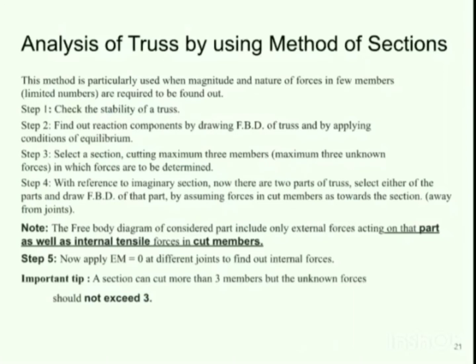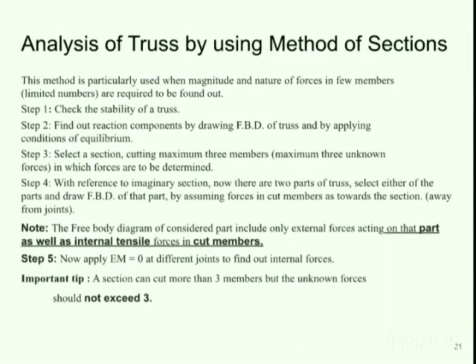So the first two steps for method of sections are the same: check the stability of the truss, draw the free body diagram, and apply conditions of equilibrium to find out the support reactions. Now in the free body diagram only, we need to mark the member forces that are required to be calculated, and then draw a section line which will pass through these members.